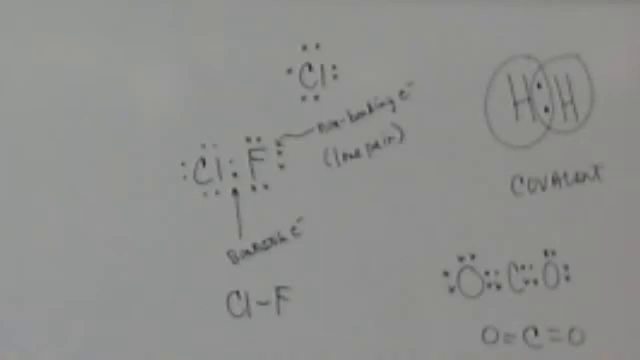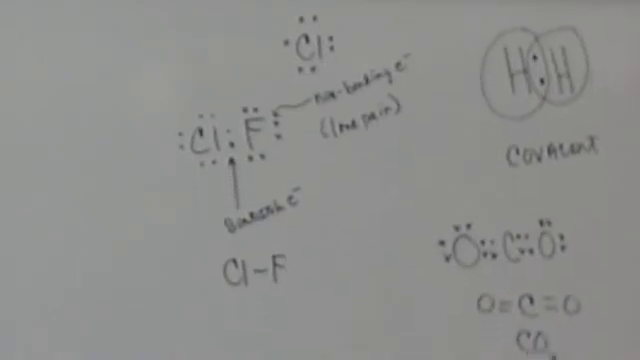Now, there are some other things that can happen. We can create what's called a coordinate covalent bond. We've already done this. I didn't call it that when we did it. But let me show you using another molecule. I can draw a dot structure for this molecule. It's not a particularly appealing dot structure, but it's one that we can play with.